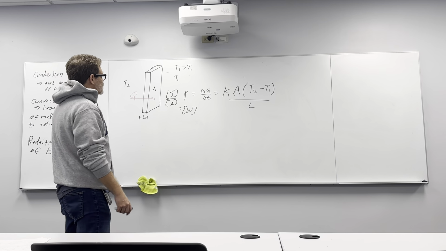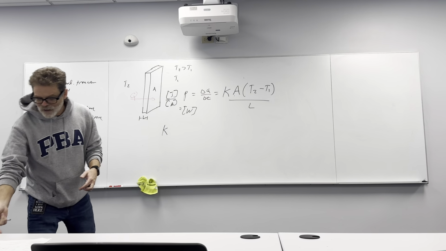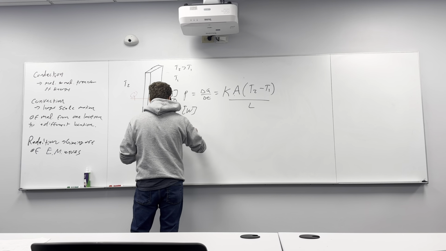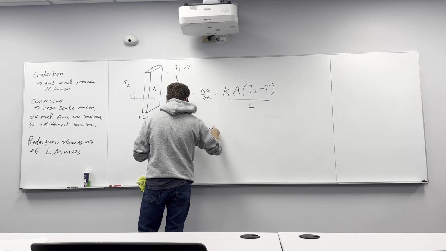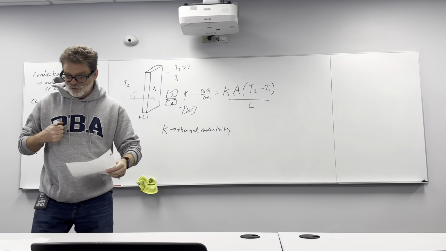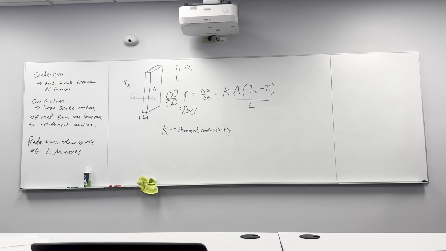Good question. Okay, K. K is called the thermal conductivity, and it depends on the material. So the material determines it. Let's look at some values of K. I think I have a table in the textbook. What did you say A was? A is the cross-sectional area, so it's the area perpendicular to the direction the heat is flowing through the object. That's why it's on the side there.